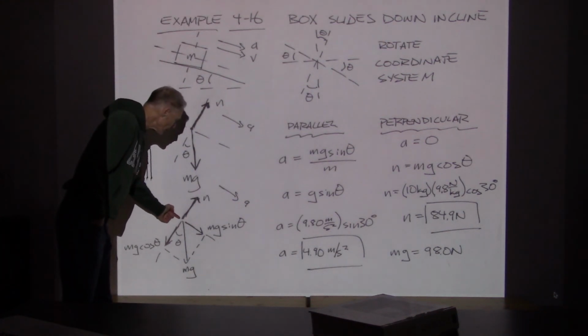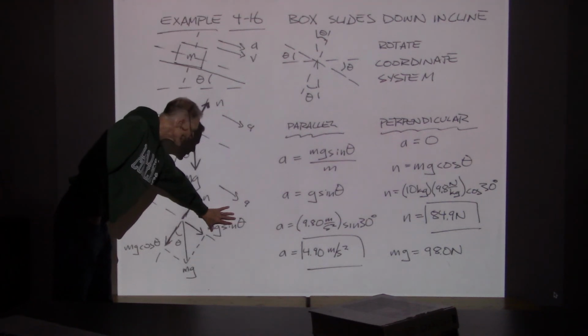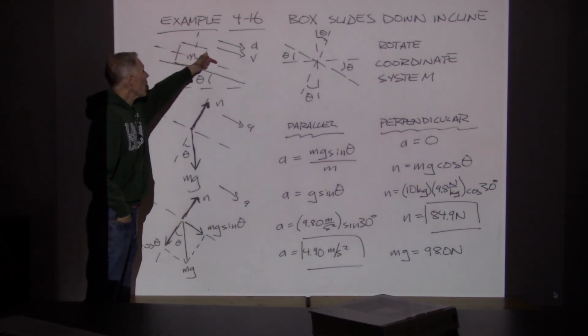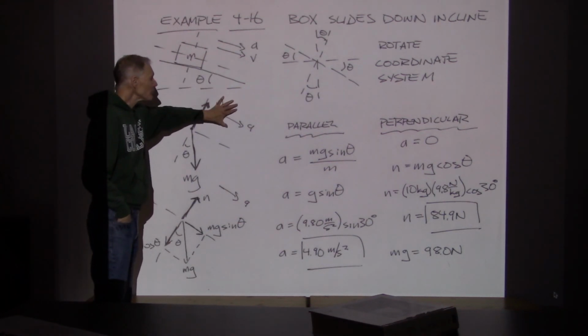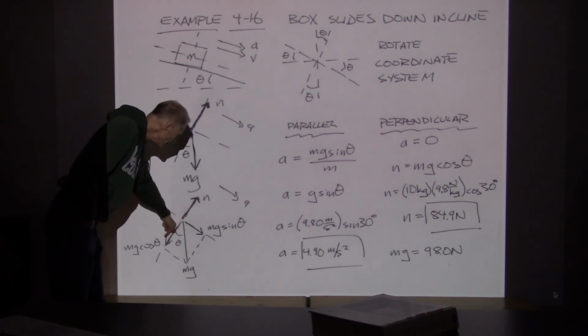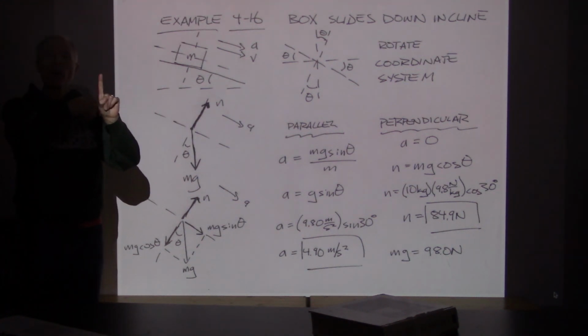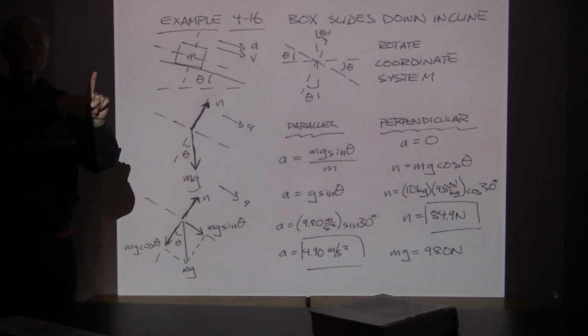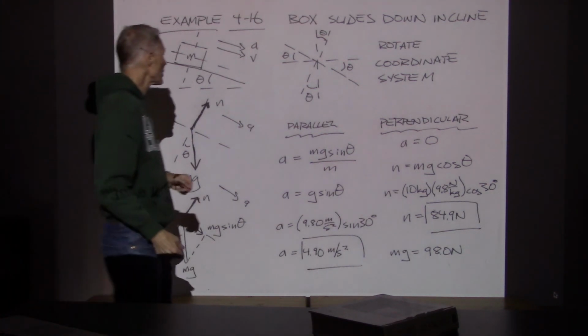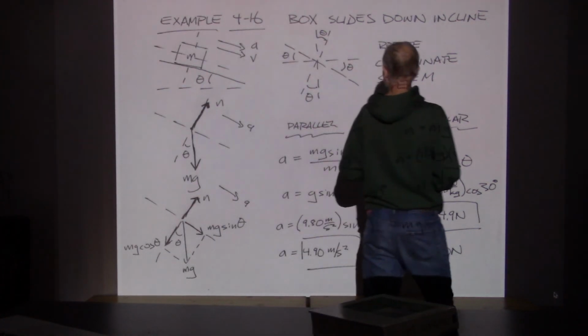What it leaves us with is an mg sine theta directed along the incline. That's what's going to give us the acceleration. And then there's an mg cosine theta, which is now set up opposite to the normal force. So the normal force and mg cosine theta will be in opposite directions.